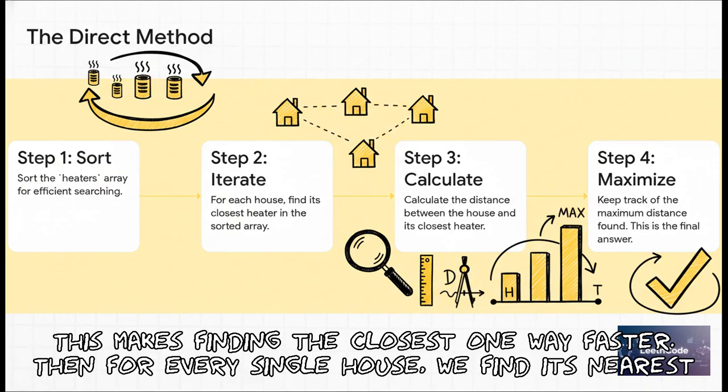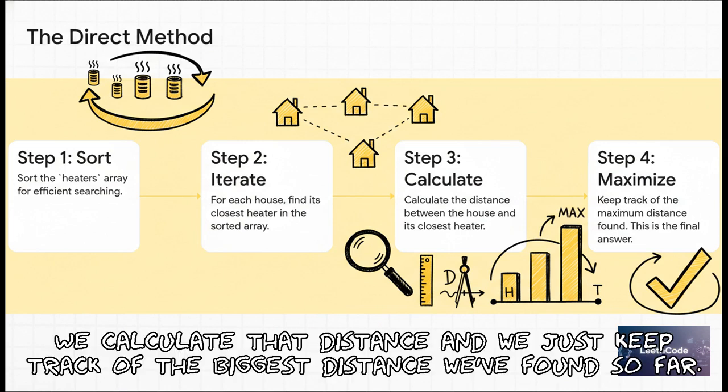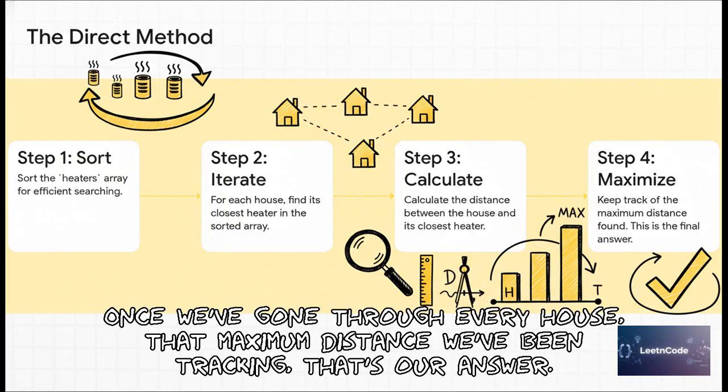Then, for every single house, we find its nearest heater. We can do this really efficiently with another binary search or even 2 pointers. We calculate that distance, and we just keep track of the biggest distance we've found so far. Once we've gone through every house, that maximum distance we've been tracking, that's our answer.